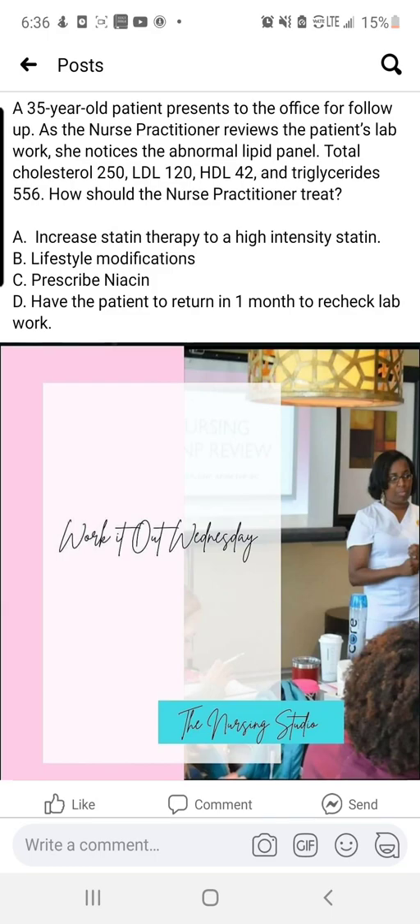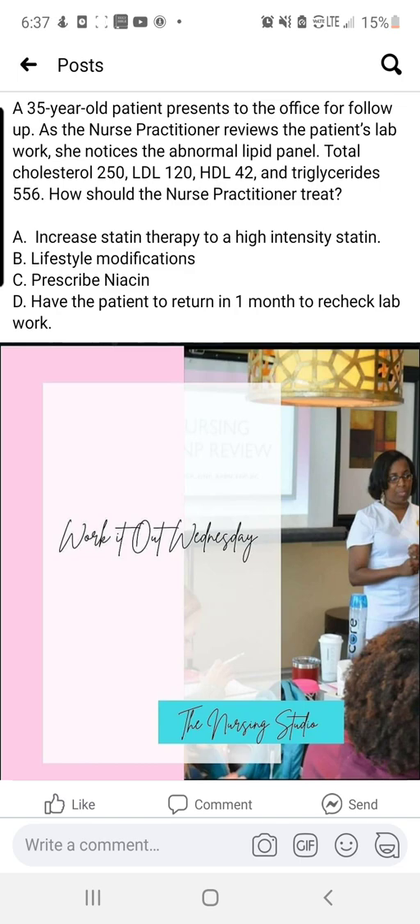You guys, it's Wednesday, and you know on Wednesdays we work out a practice question. This week's question states, a 35-year-old patient presents to the office for follow-up. As the nurse practitioner reviews the patient's lab work, she notices the abnormal lipid panel. The total cholesterol is 250, the LDL is 120, HDL 42, and triglycerides are 556. How should the nurse practitioner treat?